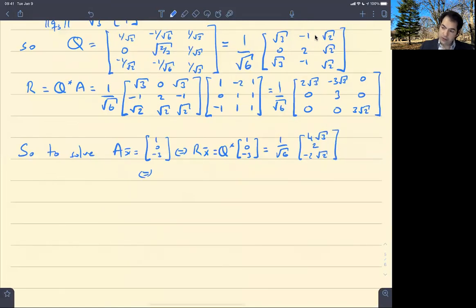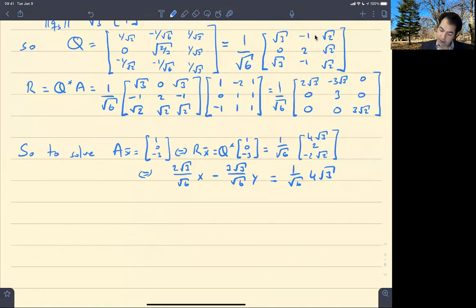So the system we want to solve is 2 times square root of 3 x. Well, here, let me not skip so many steps. So the coefficients matrix is now R, and R has this first entry. So I would have 2 square root of 3 divided by the square root of 6 times x minus 3 square root of 3 divided by the square root of 6 times y is equal to 1 over square root of 6 times 4 square root of 3. Right, that's what I get from the first row of R.